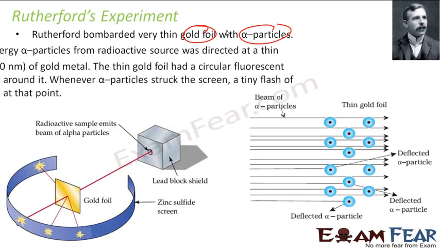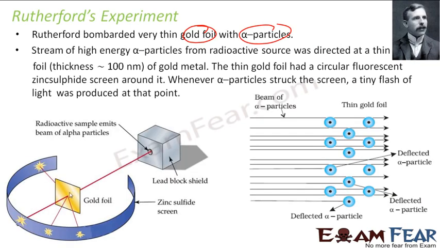So if you see what he has done is, there was a gold foil here, and the alpha particle, that is He plus 2. He bombarded the gold foil with this, and he found that most of these alpha particles went straight, few of them deflected, and very few reflected. Please note, most came straight, few deflected, and very few reflected.